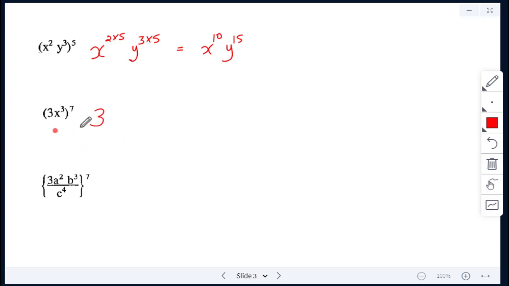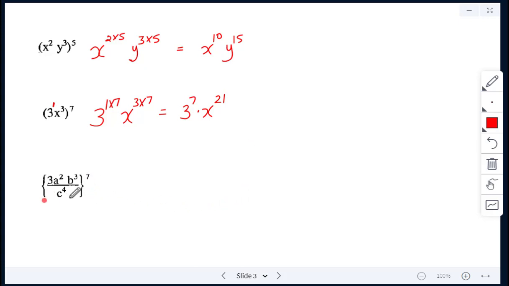Okay, so next example, we have 3, and there's no exponent shown here, but always assume there's an exponent of 1. So 3 to the power of 1, times 7, because everything is inside the brackets. So it would be 3 to the power of 1 times 7, and then we have x to the power of 3 times 7. So that gives me 3 to the power of 7 times x to the power of 21.